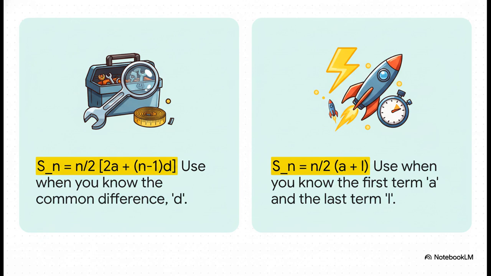If you think about it, that whole chunk, A plus (N minus 1) times D, is just the last term of the series. If we call that last term L, our formula simplifies down to something beautiful. N over 2 times (A plus L). This is a fantastic shortcut if a problem gives you the first and last terms right away.